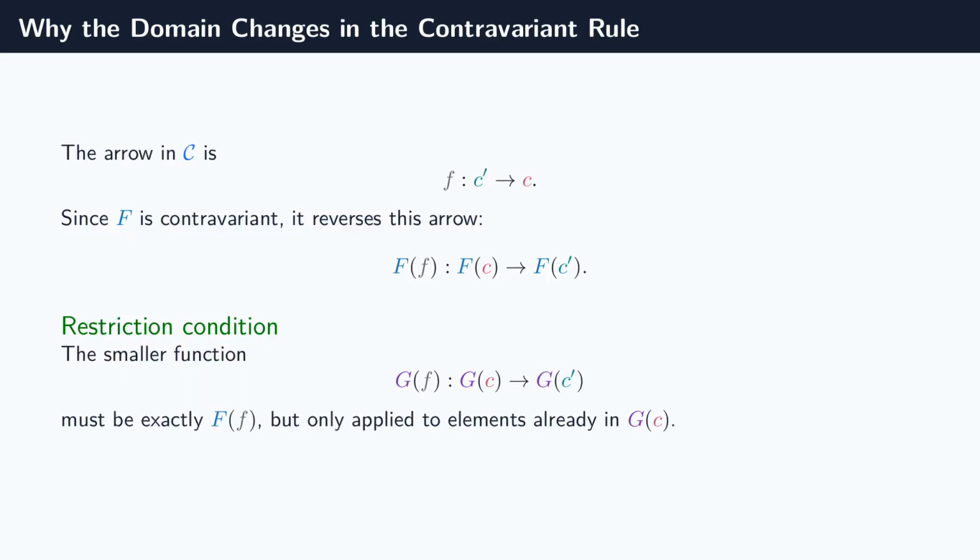The domain changes because the functor is contravariant. If the original arrow f goes from C' to C, then F reverses it into a function from F of C to F of C'. The smaller function G of f must do exactly the same thing, but only for elements that already live inside G of C. This is the stability condition, written carefully.